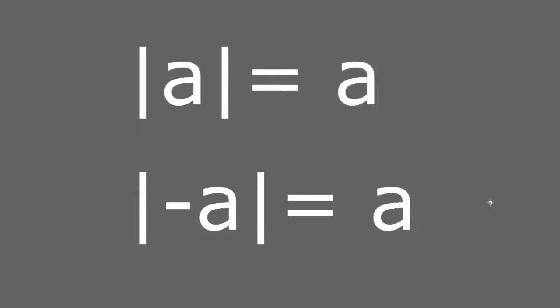The absolute value is represented by two vertical lines surrounding the number that you're trying to analyze or get the absolute value from. In this case, we are in the first taking the absolute value of a, and in the second case the absolute value of negative a, and in both of these cases the result is positive a.